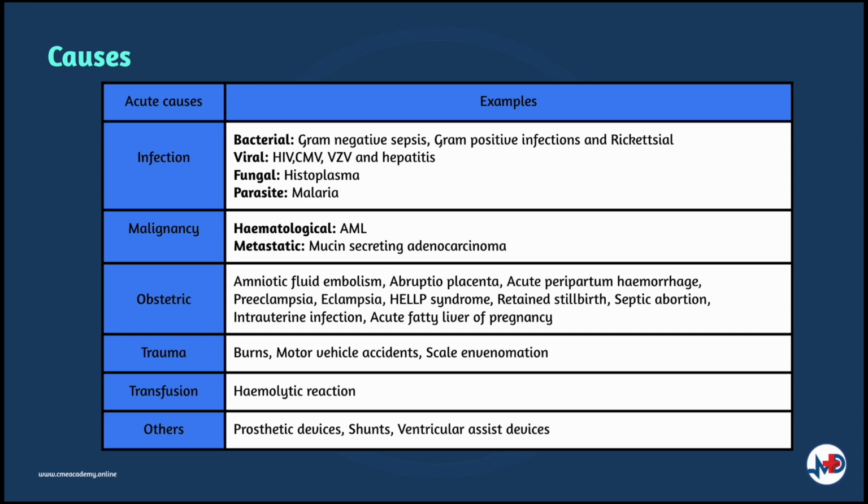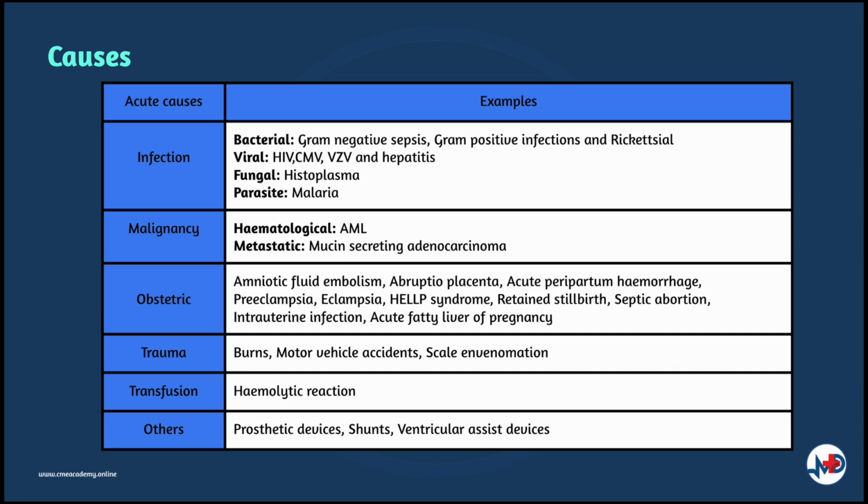Now, causes can be divided into acute and chronic in origin. Acute causes include infection, malignancy, obstetrics, trauma, transfusion, and others, which we will further elaborate. First, for infection, it can be bacterial, such as gram-negative sepsis, gram-positive infections, and rickettsial; for viral, it can be due to HIV, cytomegalovirus, varicella zoster virus, and hepatitis.